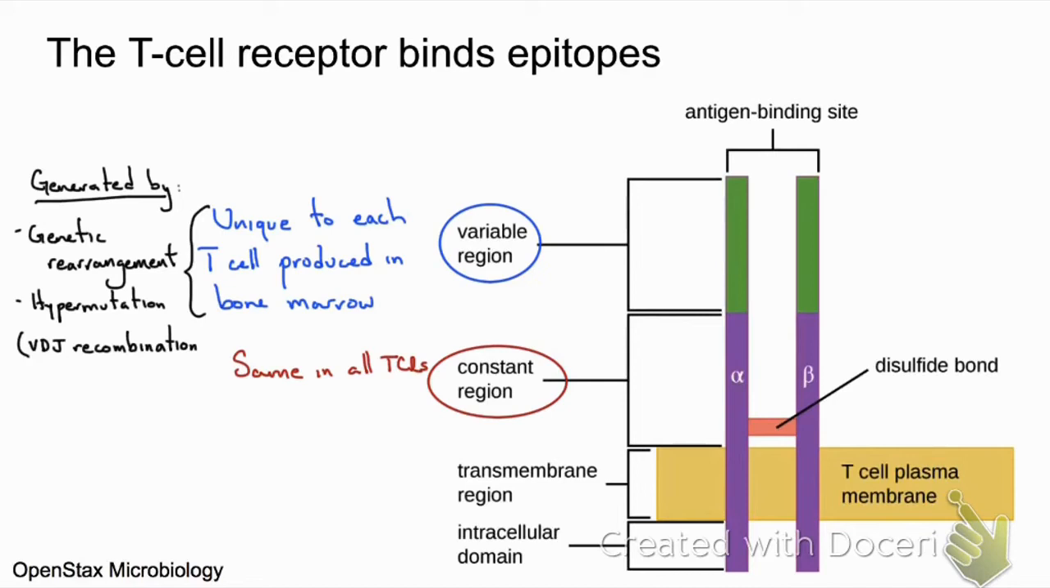Now, this variable region also contains a region that allows for antigen binding, and so we call this the antigen binding site. And this is specifically what is going to bind to the epitope of an antigen.